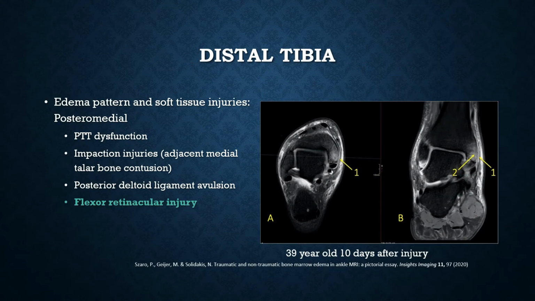Some more examples of bone marrow edema in the medial malleolus of the distal tibia. In this case, the soft tissue injury involves the flexor retinaculum. You can see this number 1 is pointing to the flexor retinaculum, which is distorted and surrounded by edema and fluid with an adjacent contusion in the medial malleolus. This was a 39-year-old, 10 days after an injury.